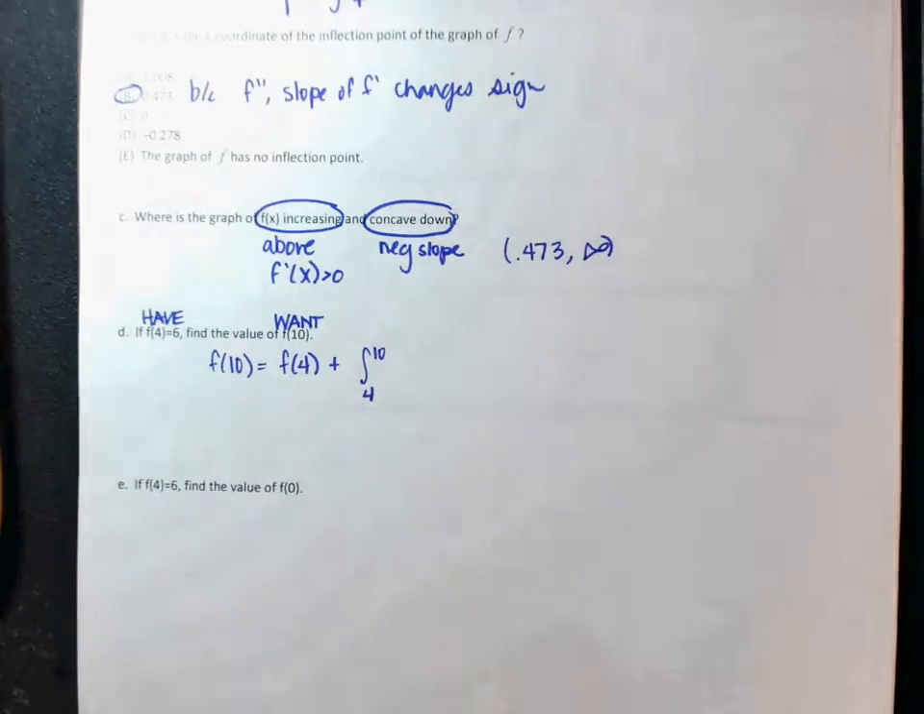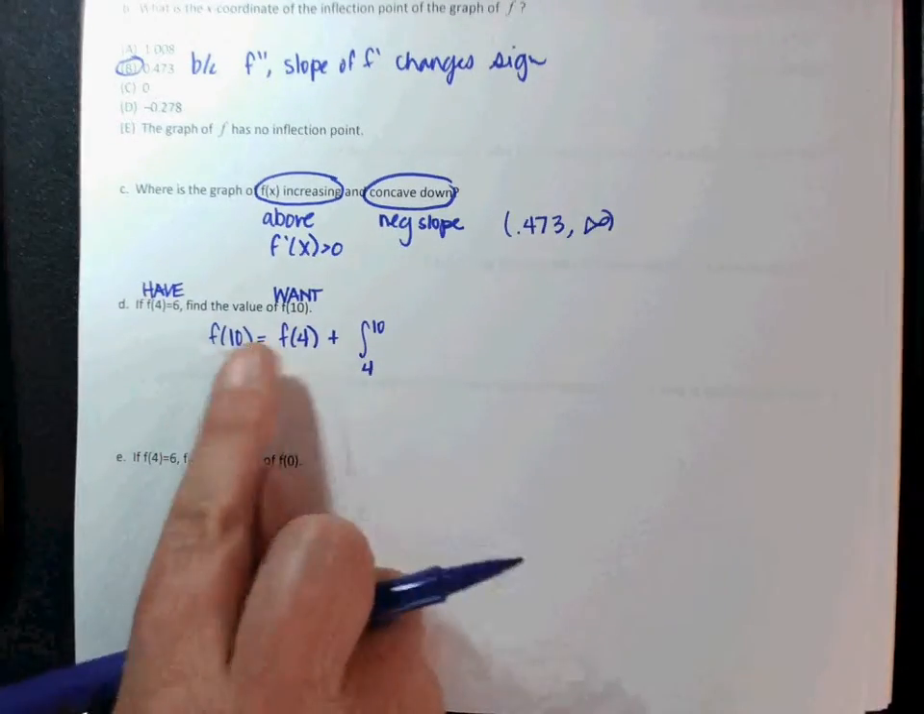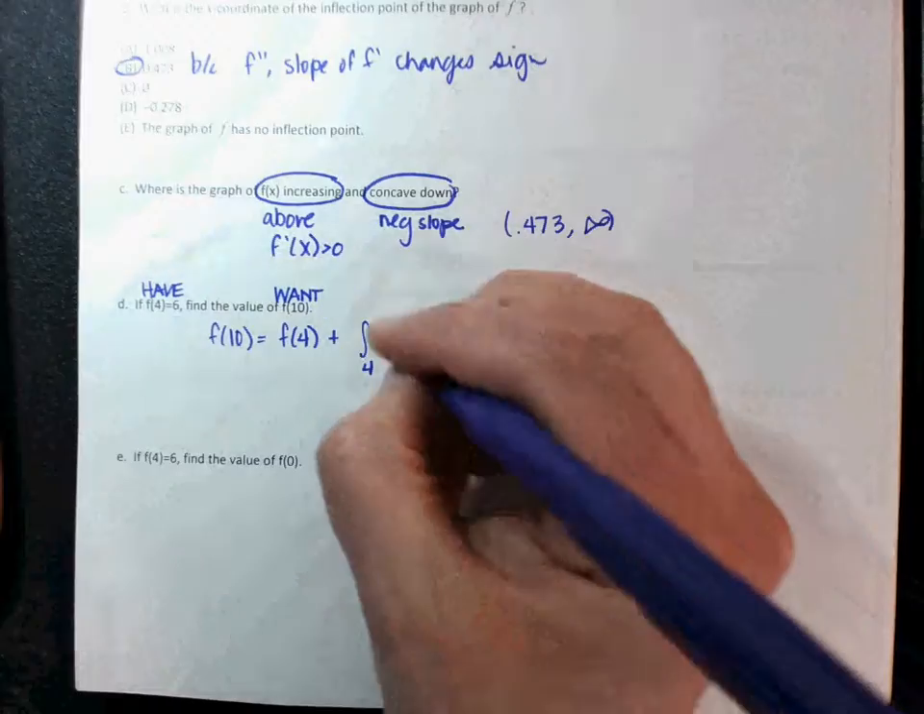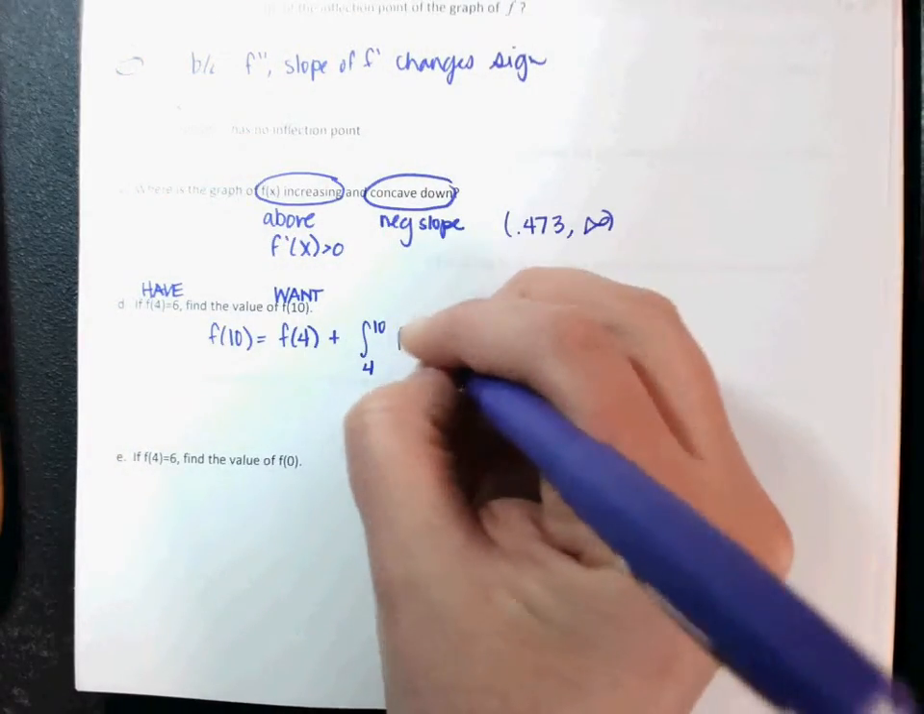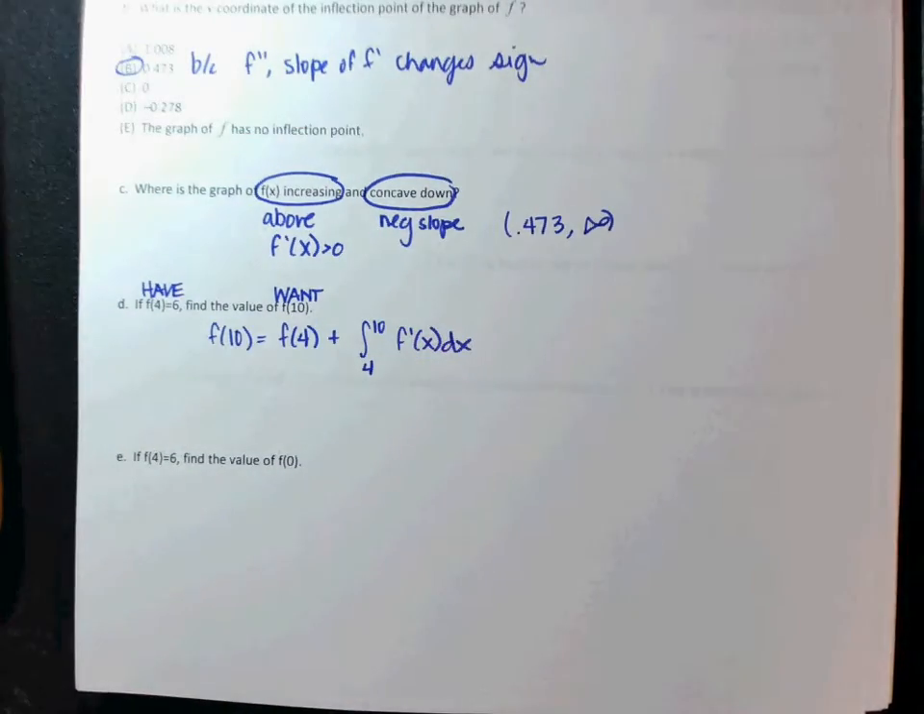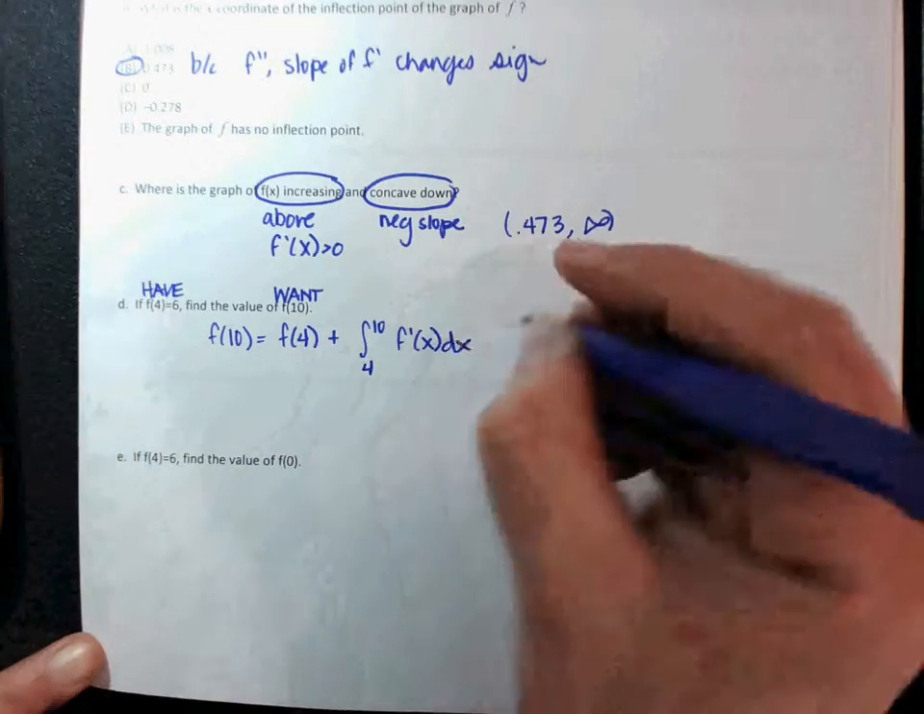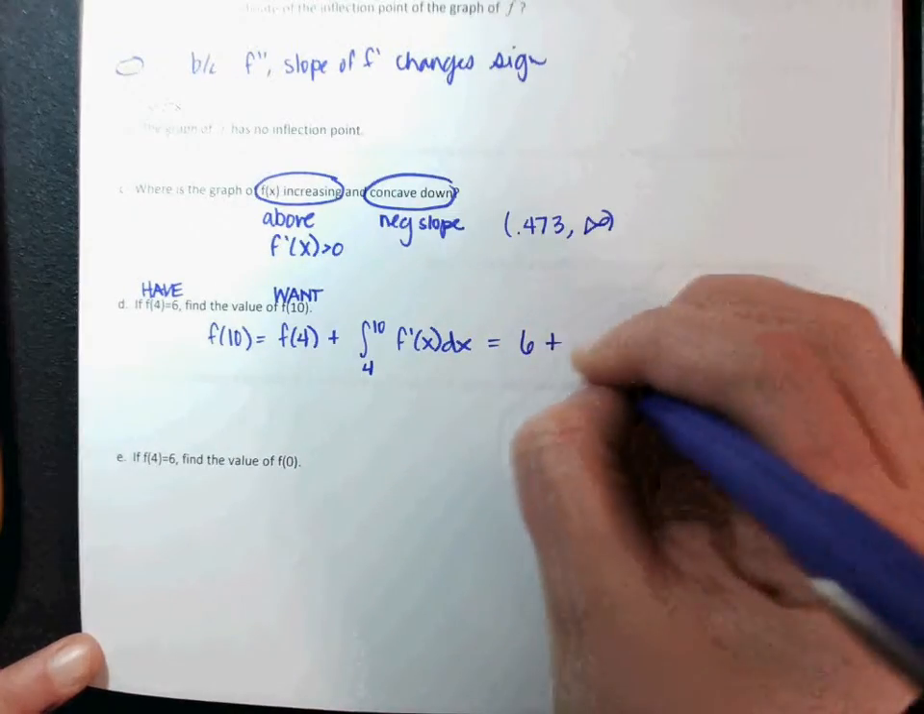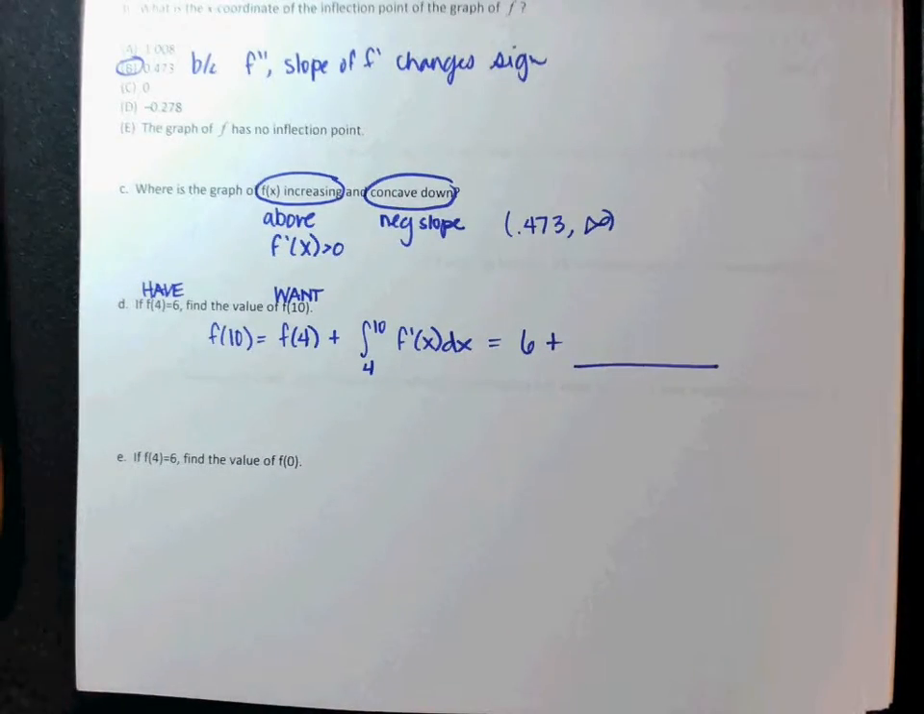Now, what do I put on the inside if these are normal f's? It would be f prime. Remember that whatever's inside the integral should always be the derivative of what's on the outside of the integral. Then we already know that f of 4 is 6, and that part we're going to use the calculator to do.